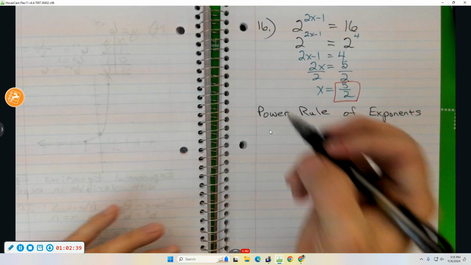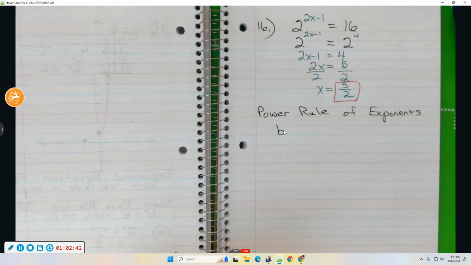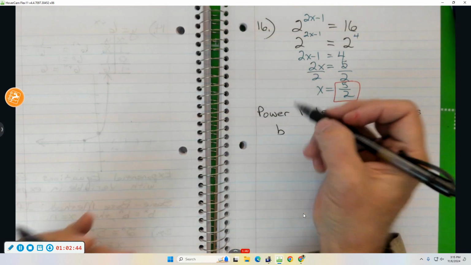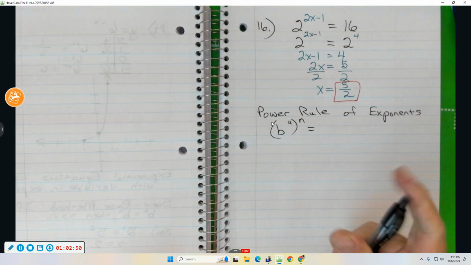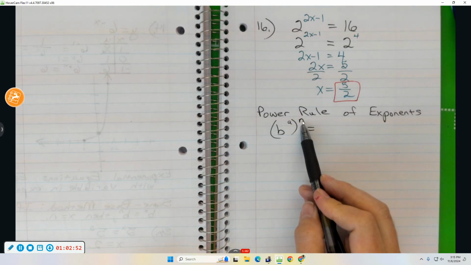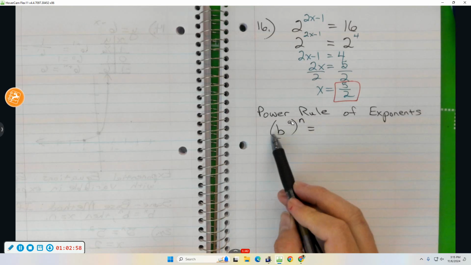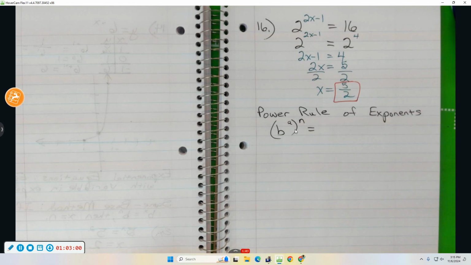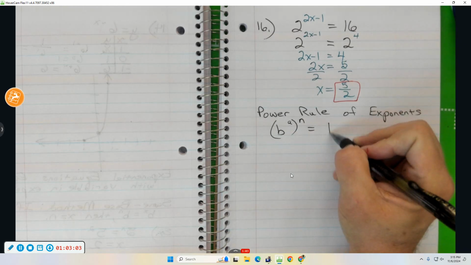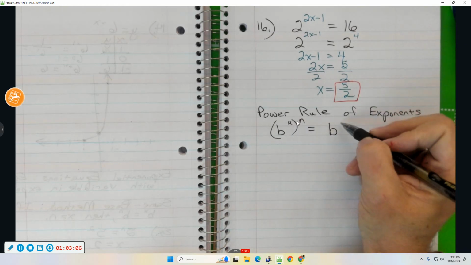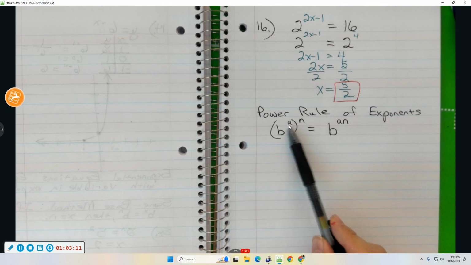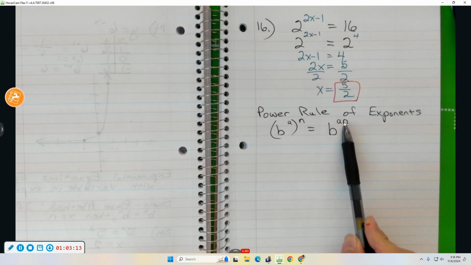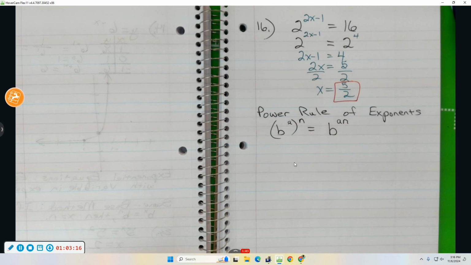If you have a base raised to a power, raised to another power, to simplify, so that you don't have parentheses, to write it as a single power, you keep the same base and you multiply the powers, a times n. A power raised to a power, you multiply. And that's going to be important.